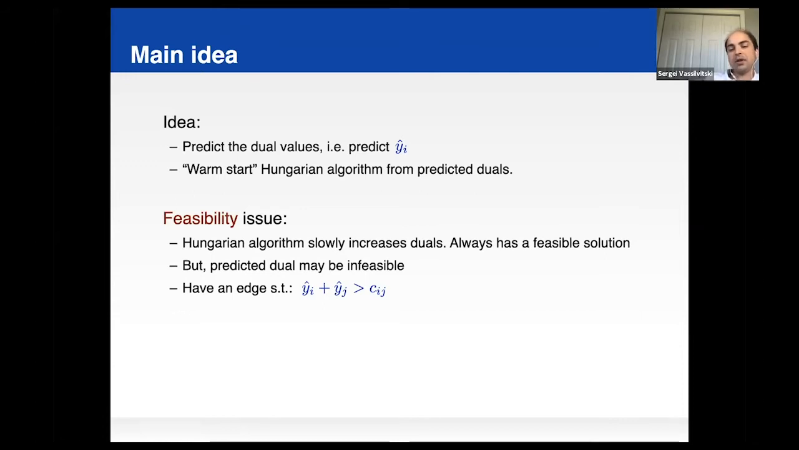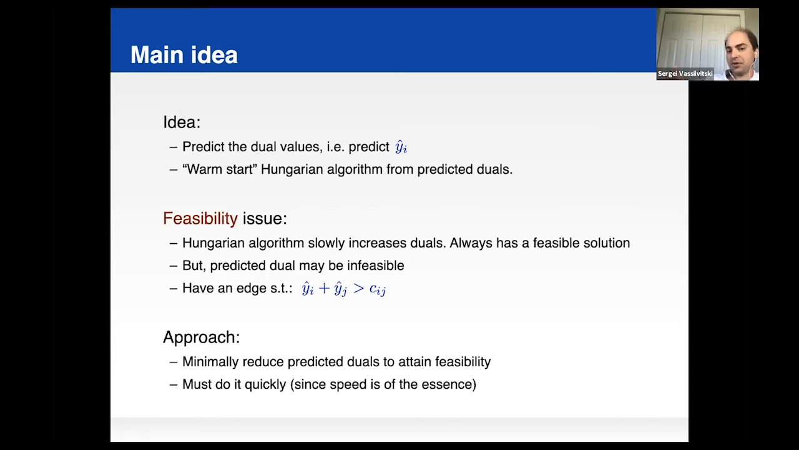So what are we going to do? The obvious thing to do is to say, well, you want to modify this. You want to minimally reduce your y hats because now they're too big to attain feasibility. Again, this is not a hard combinatorial problem of how do you do this. But the thing that makes it tricky for us is that we have to do it quickly, right? Again, we're competing with this relatively fast algorithm on the running times. And so we can't take quadratic or cubic time to say, oh, this is the best way for me to reduce the y hats to something feasible, because then what am I doing? I should have run the original algorithm to begin with, right?